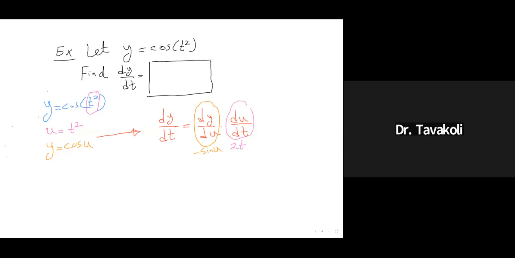So now what's the final answer? The product of these two. Again, this is a monomial, this is a sine function. It's better to write the monomial or polynomial first rather than the sine function. And there is a negative there, so it makes it minus 2t sine of u. Just one more step, and that is a back substitution. u is what? t squared. So this becomes minus 2t sine of t squared. So the final answer is minus 2t sine of t squared.